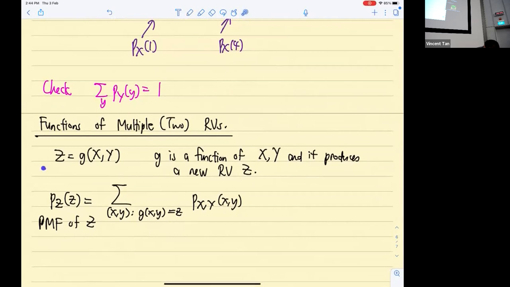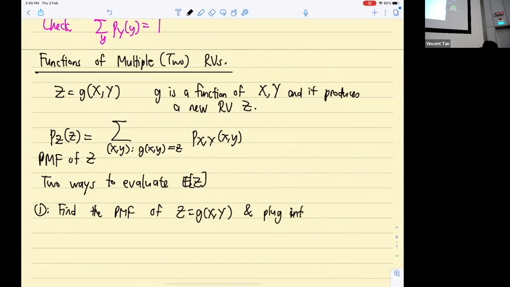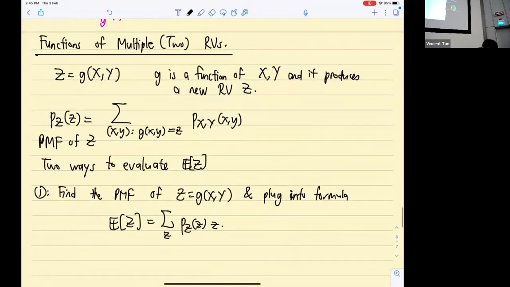Now, once you have decided on a particular function, and you want to evaluate the expectation value of Z, there are two ways to evaluate it. The first way, as I mentioned last time: find the PMF of Z, which is equal to g of X, Y, and plug into the formula for the expectation value of Z, which is the sum over all possible values of z of P_Z of z multiplied by z. Okay, so you can just plug into this formula if you wish. But this is what I mentioned last time, too long-winded, okay?